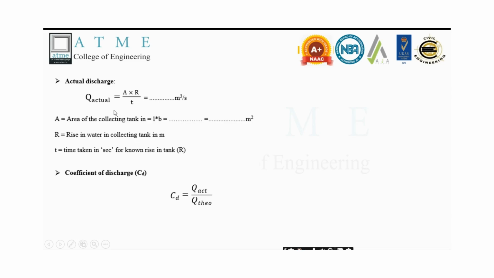The actual discharge can be calculated by using the formula A into R by t. With that we can calculate the coefficient of discharge CD. So CD equals Q actual by Q theoretical. Now let us perform the experimental conduction in the laboratory.